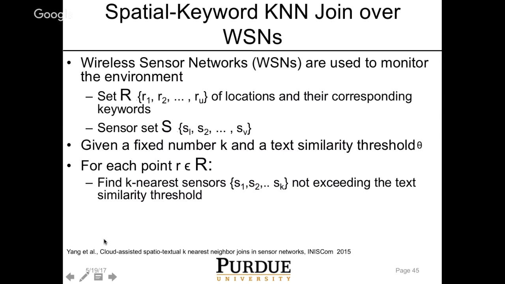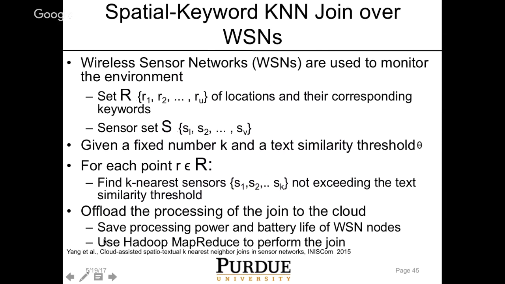The query here is given a set R of locations, with a set of keywords associated with every location, and a set of sensor nodes that also have focal points and a set of keywords coming from these sensors. Given a fixed number K and a textual similarity threshold, we would like, for every point R in the set R of locations, to find the K nearest sensors that do not exceed a textual similarity threshold between the point R and the sensor. So instead of processing this expensive query over the wireless sensor nodes themselves, we will offload the processing into a Hadoop MapReduce cluster.